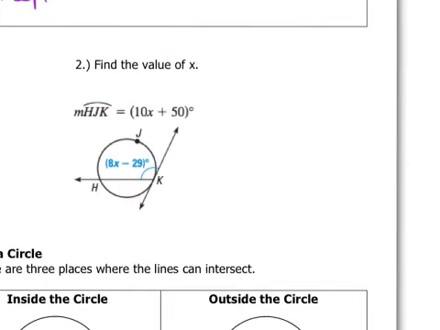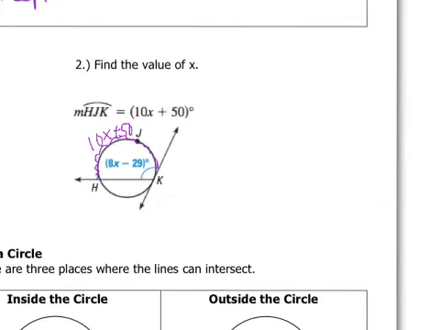Adding in some algebraic expressions this time, our goal is to find the value of x. We are given the angle measure is 8x minus 29. We are given that the measure of arc HJK, take a look at which one that is, arc HJK is here, is 10x plus 50. So at least in this example, we are given the angle and the corresponding intercepted arc.